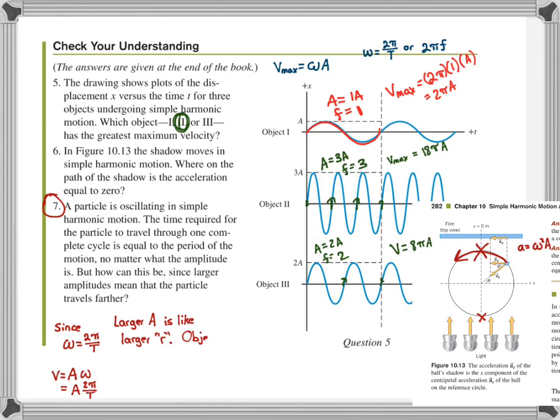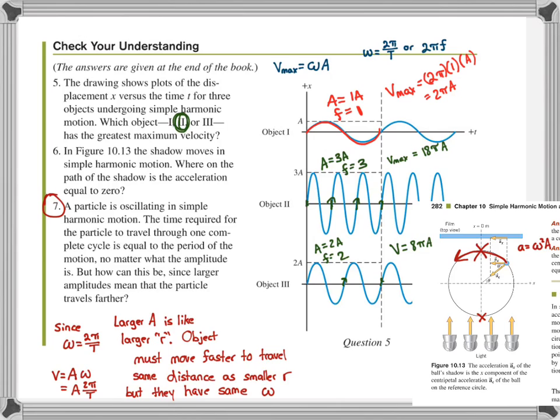But a larger A is like having a larger r. When we talked about angular velocity, an object must move faster to travel the same distance as an object moving in a smaller r. Think of two people running around a track. One person's on the outside, one person's on the inside. The person on the outside has to run much, much faster to finish running the race at the same time as the person on the inside track.